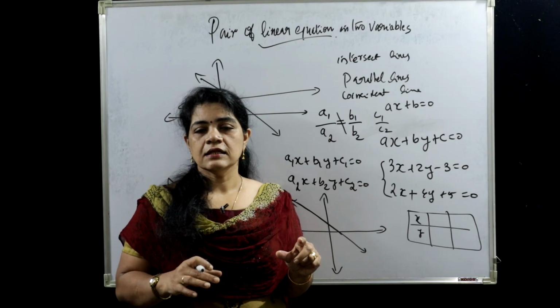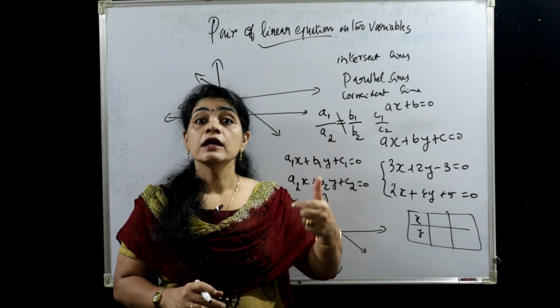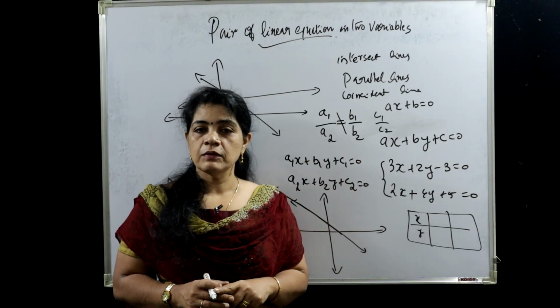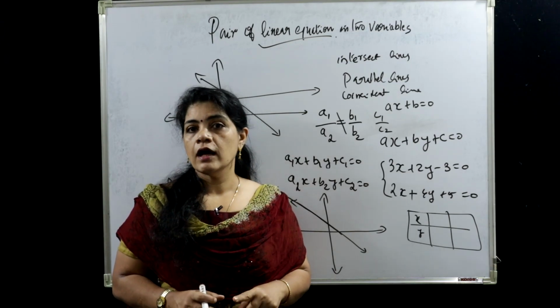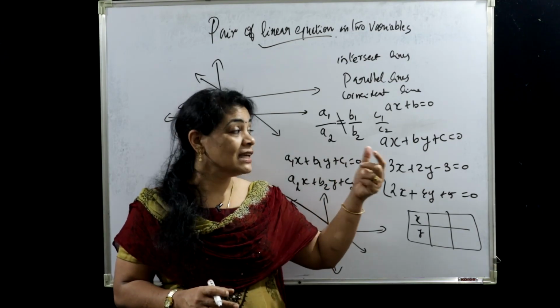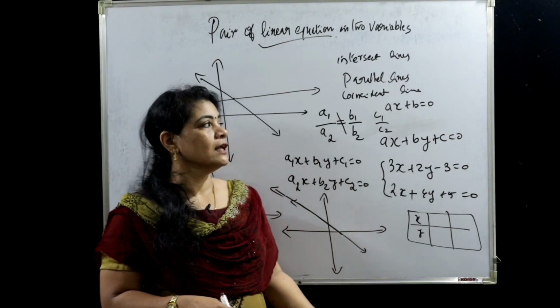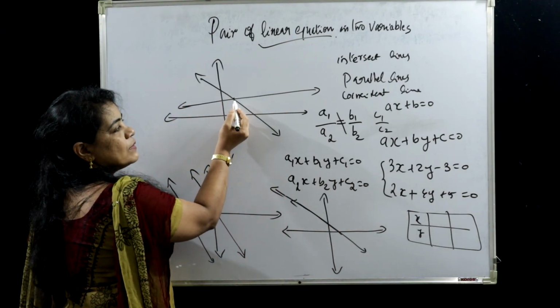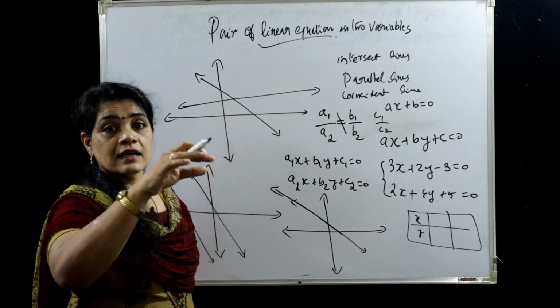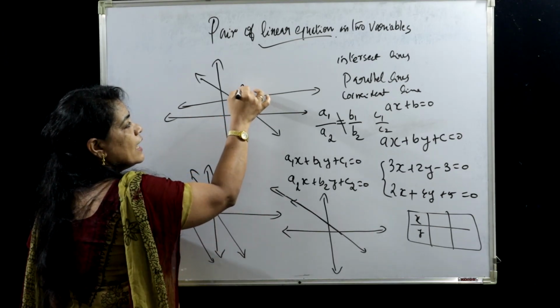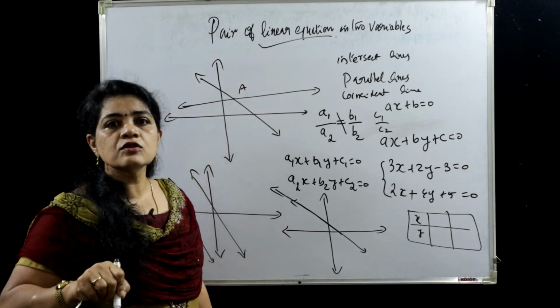In that case, that given pair has a unique solution. Unique solution means one and only one value of x and y that the given equations will satisfy. That is the meaning. Okay, that means this is the first case. You can see that these lines are intersecting at this point A, and in order to get the values of x and y.